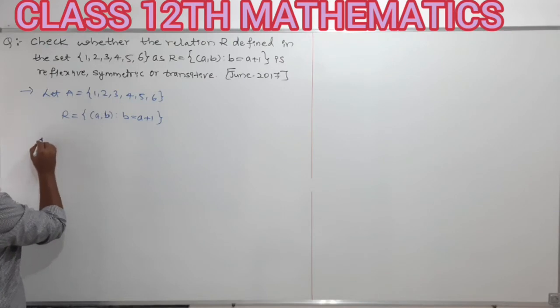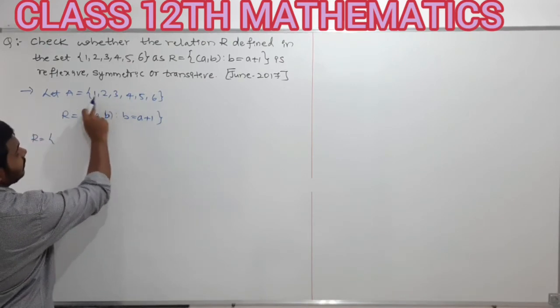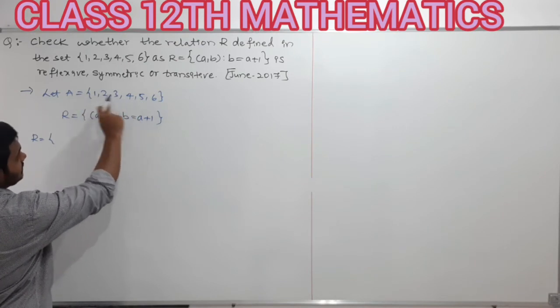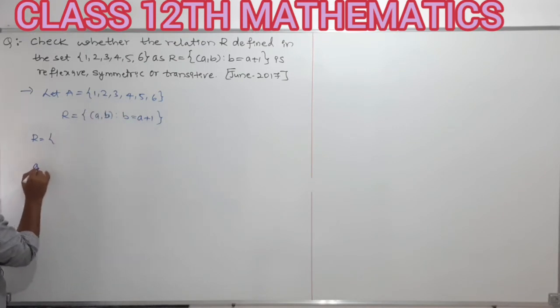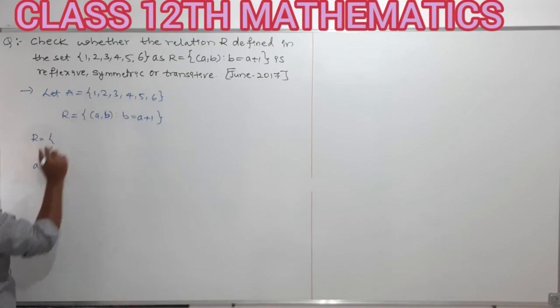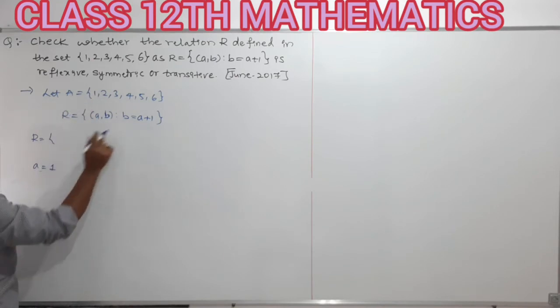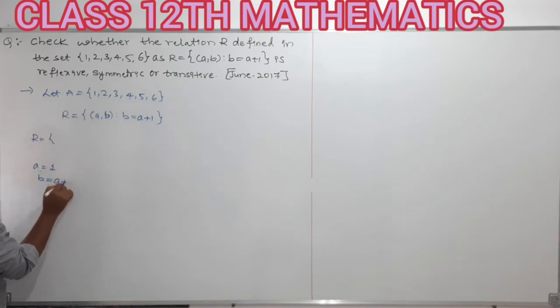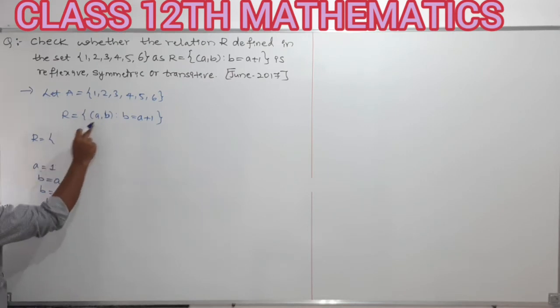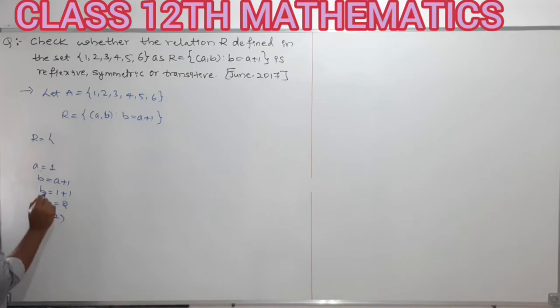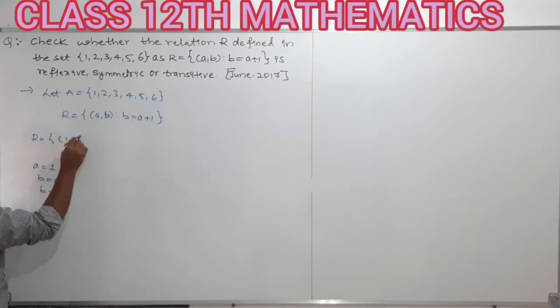So therefore, R is equal to, let us take the A value from this set A. If I take A value as 1, the first element is 1. In this, B is equal to A plus 1. So what happens, my dear students? B is equal to 1 plus 1, so B is equal to 2. So what is the ordered pair? If you take A value as 1, your B value is 2: (1, 2). So I'll write here (1, 2).